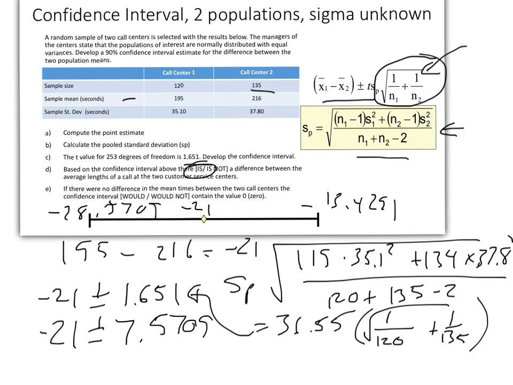If there were no difference between the two call centers, the confidence interval would contain 0. If there was no difference, it would contain 0. That is, sometimes it's positive, sometimes it's negative, the difference between the two, and the confidence interval would reflect that.